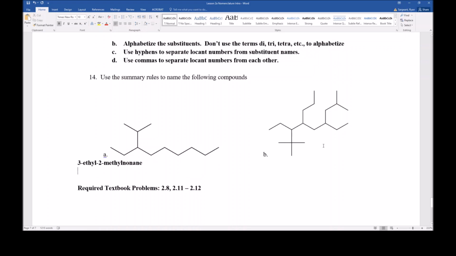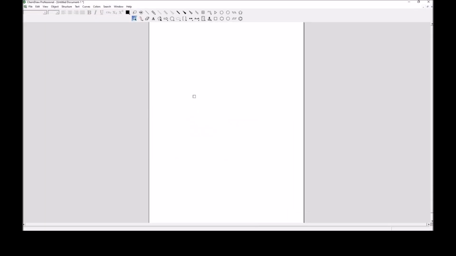Let's look now at letter B. Let's find the parent chain. 1, 2, 3, 4, 5, 6, 7, 8, 9. 1, 2, 3, 4, 5, 6, 7, 8, 9. That looks like it's going to be my parent chain right there. This one's going to get messy, so I'm going to pull it over into ChemDraw to pull this thing apart. This right here is my parent chain coming down this line. I'm going to label that parent chain with carbons so that you can see where it is. And it doesn't matter which of these 2 I choose.